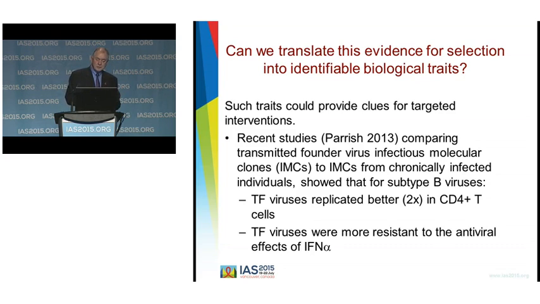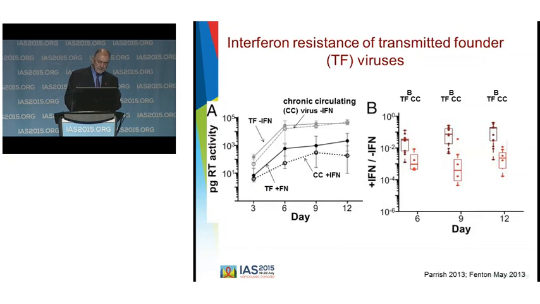What that study showed was that transmitted founder viruses replicated better in CD4 T cells, and also that those viruses were more resistant to the antiviral effects of interferon alpha. But this was most evident in studies of subtype B viruses. And that's shown here. What I'm showing here in gray is viruses growing in activated CD4 T cells in the absence of interferon.